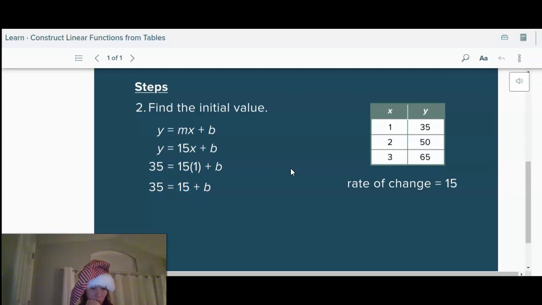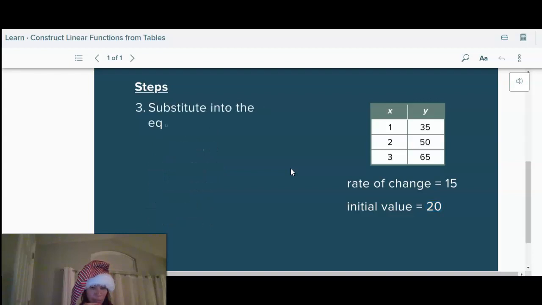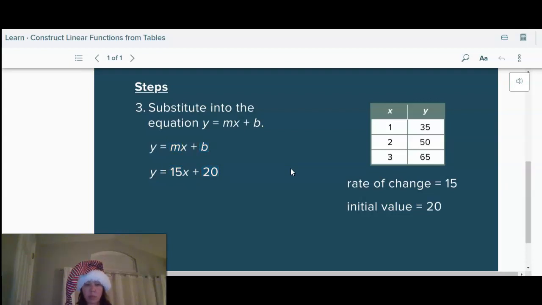Solve for b by using the subtraction property of equality. Subtract 15 from each side of the equation. The value of b is the y-intercept, or initial value. Next, write the equation of the linear function. Substitute the rate of change for m and the initial value for b. The resulting equation represents the linear function shown in the table.